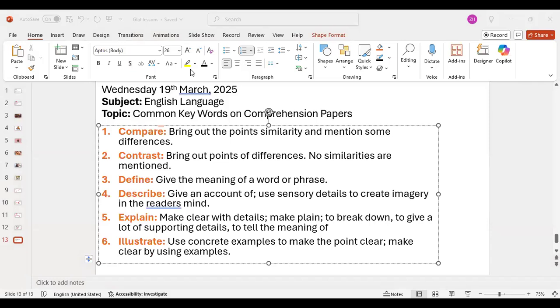If I say illustrate how Lady Grace is a benevolent mother, what would you say? First of all, what does benevolent mean? Giving, sharing. Generous, giving. What does benevolent mean?